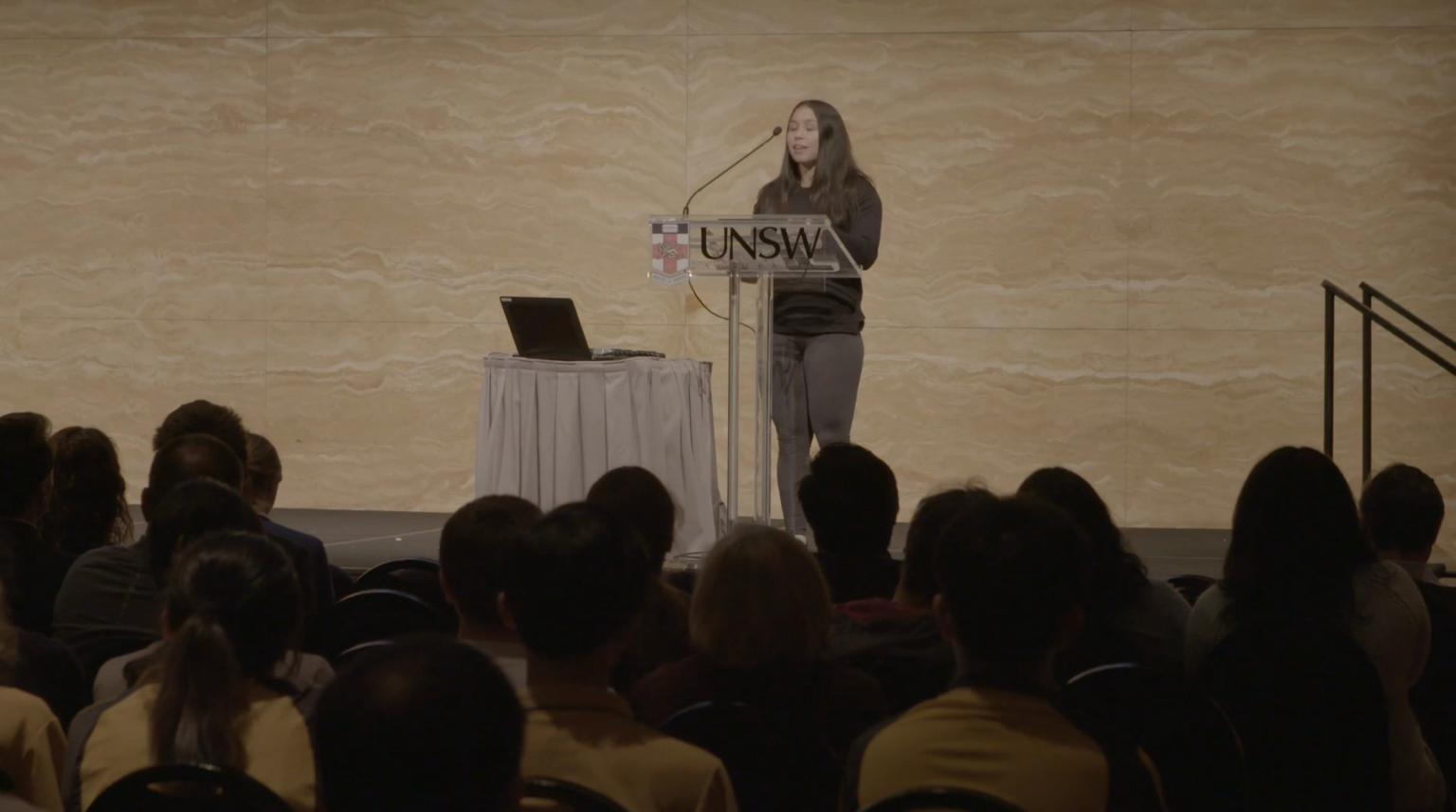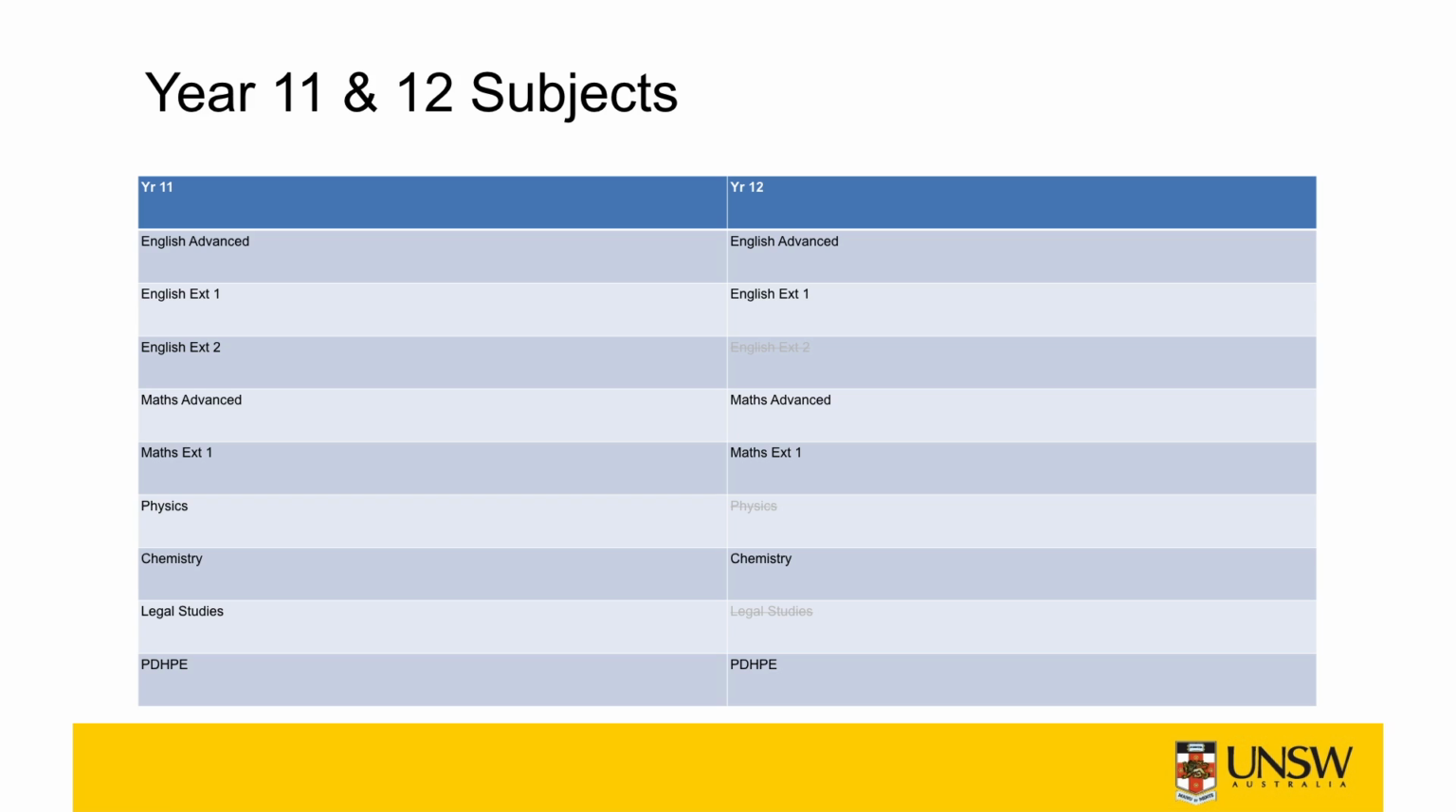Don't make it everything. It is important, but it's not everything. When it comes to picking subjects for year 11 and 12, this is what I picked. For me, it was important that I played to both my strengths and my interests. So for me, my strengths were kind of in the mathematics areas and science.